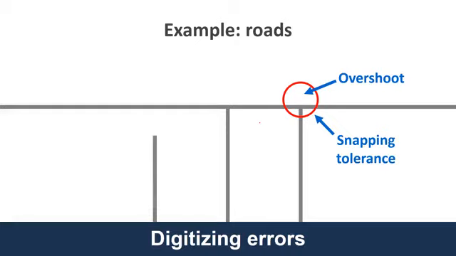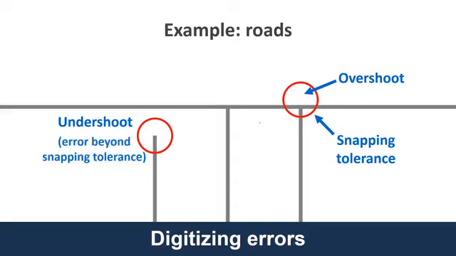And here's another situation where we have a line that's meant to meet at the intersection but still doesn't. But in this case, it would be called an undershoot, because it didn't quite make it to the other line, and it's actually outside the snapping tolerance. In other words, the gap between them is larger than the snapping tolerance, and so it wasn't automatically snapped to it. And depending on how we set up the topology, it still might not be detected. It all depends on how you set these things up. So this would be an error beyond the snapping tolerance.